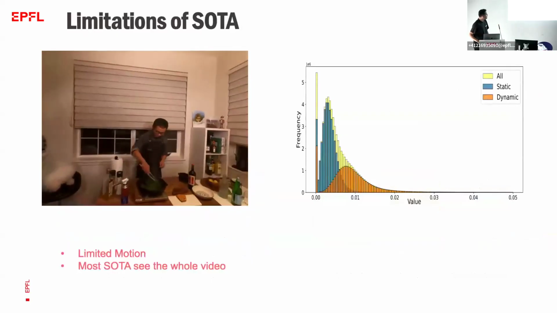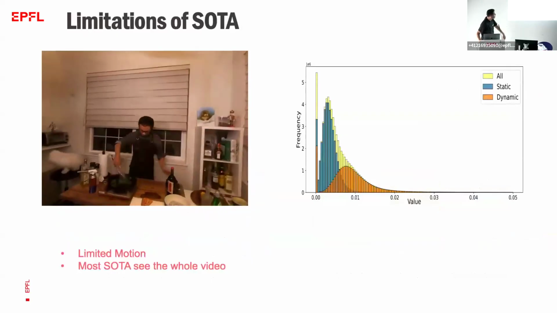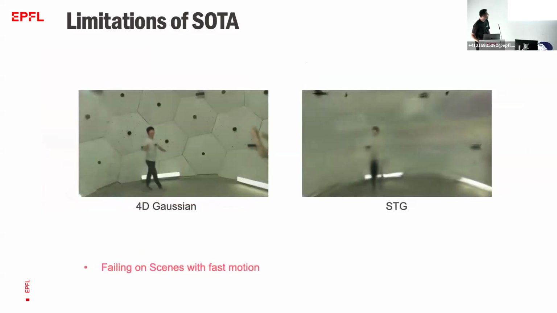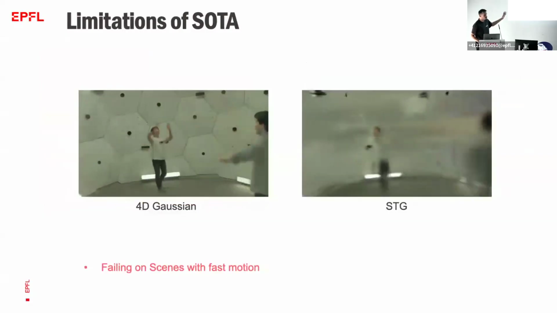Another limitation for the state-of-the-art methods is that they do not handle a lot of motion. For example, as I mentioned before, in this particular case most of the background is static. On the right side you can see how many Gaussians are moving. Most of them are just static, and this is the frequency. And they also see the whole sequence. We plotted some of these state-of-the-art methods. If there is fast motion, for example people throwing a basketball, they fail completely because they are trying to measure or calculate this movement through a third-degree polynomial or a small neural network, which fails to predict the right coordinates for each Gaussian.